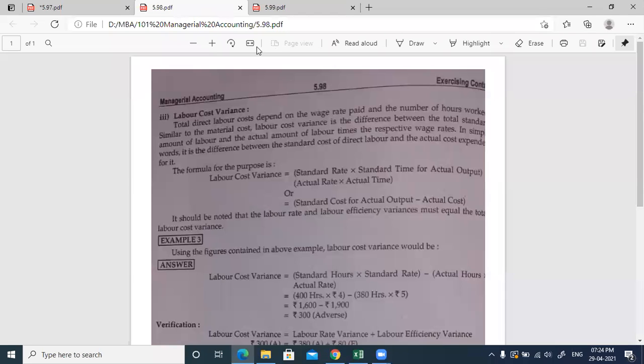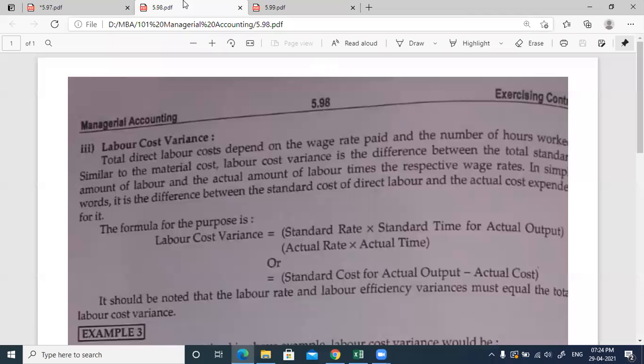So page number 5.98, we have another problem here. Now that is labor cost variance. May I request some other student to please read this? Yes, Tejaswini, Trupti, Sanju, someone please read this. 5.98. Please make it fast.